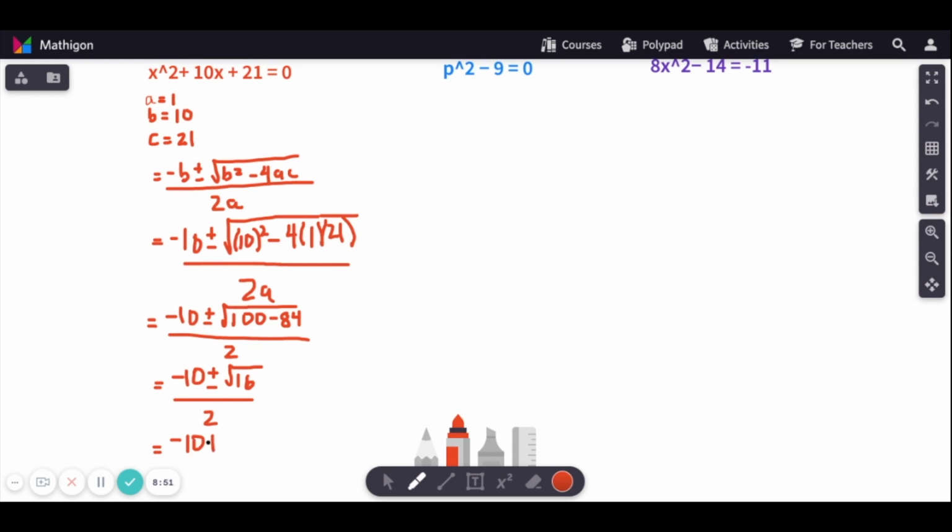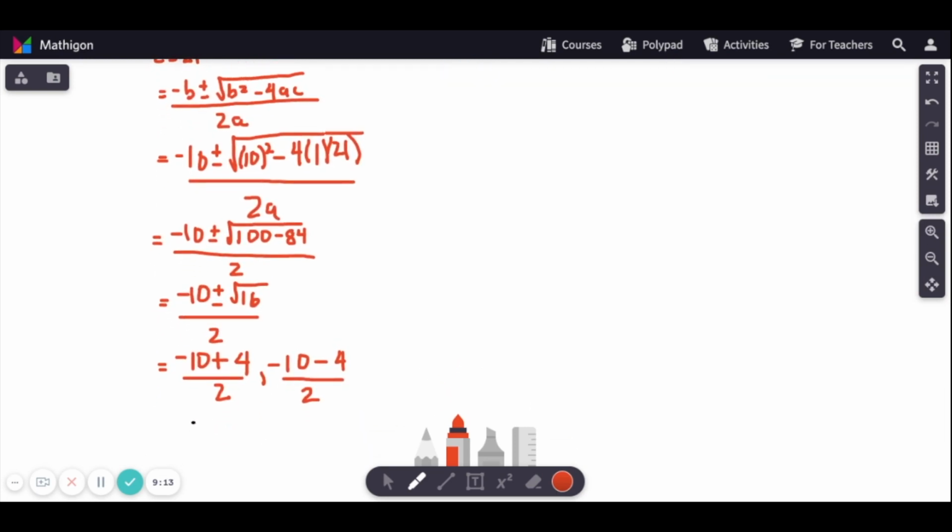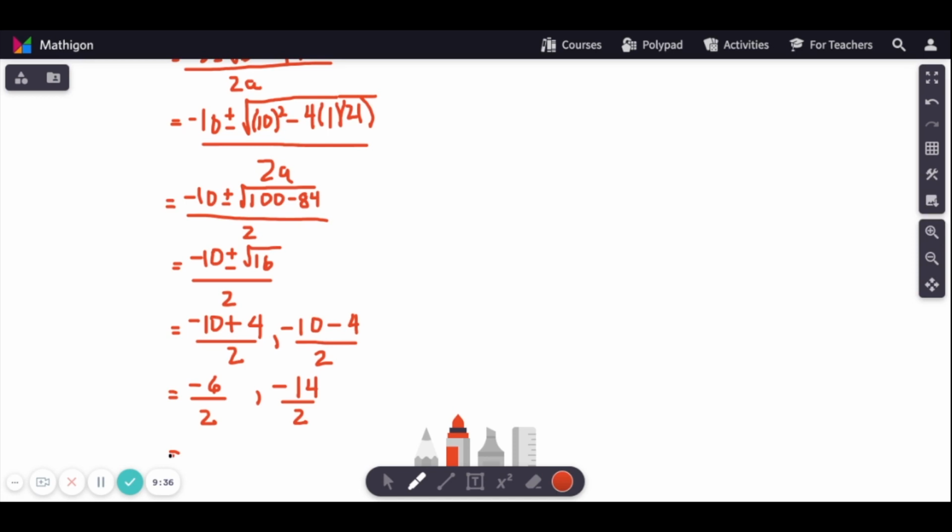So, dun muna tayo sa plus. 4 over 2. Then, yung isa po ay negative 10 minus 4. Diba? Plus minus nga po kasi. Over 2. Okay? So, tapos po, this is negative 6. Perform nyo lang yung operation. Over 2. And this is negative 14. Over 2. Okay? Tama po ba? Then, this is negative 3 and negative 7. So, these are the roots of your equation.